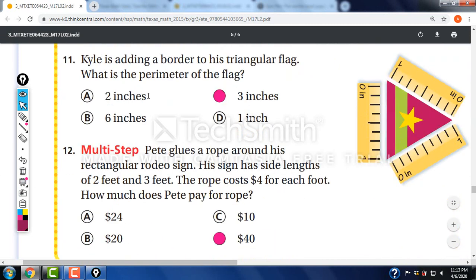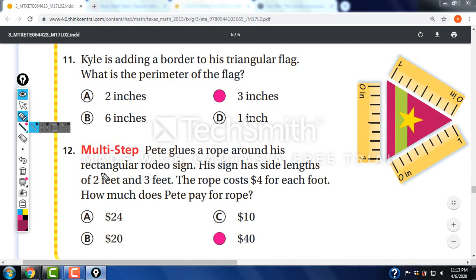Number 11, same thing. You have your 3 measurements right there. They're all congruent, 1 inch. 1 plus 1 plus 1 is 3. Here is a multi-step. Pete glues a rope around his rectangular rodeo sign. His sign has side lengths of 2 feet and 3 feet. The rope costs $4 for each foot. How much does Pete pay?